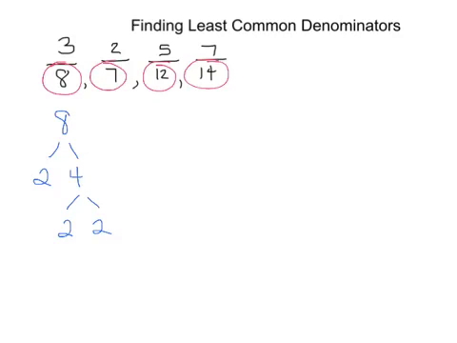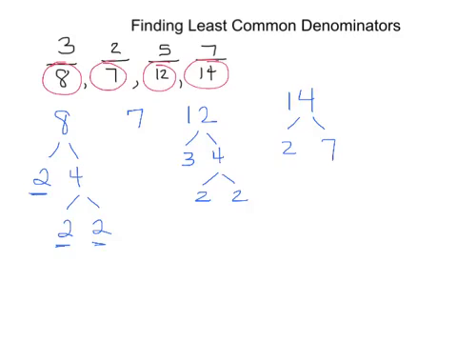Now I know each one of these at the end, I stop at the end of this tree, are prime numbers. I go to the next one, which is 7, and that's already a prime number, so I can stop. I do 12, which I know 12 is 3 times 4, and then again 4 is 2 times 2. And then finally 14 I know is 2 times 7. So all I've done is what's called a prime factor tree, where I broke all of these down into their prime factors.